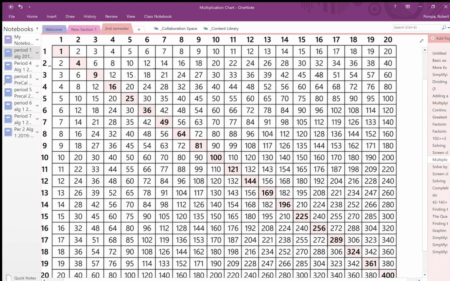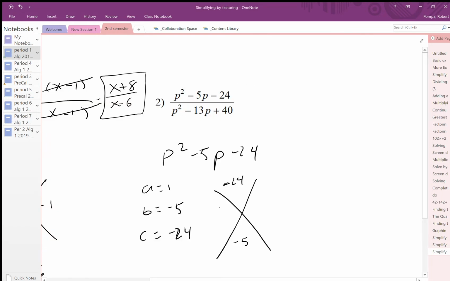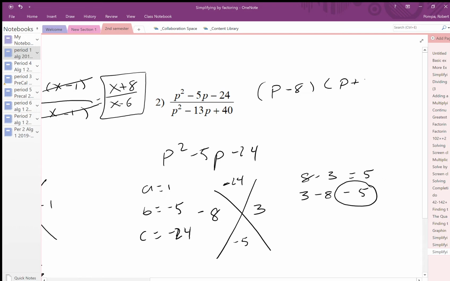Or let's go to 3's. 24. 8 minus 3. That's 5. Good. So 8 and 3. Now the question was, is it 8 minus 3 or is it 3 minus 8? This is 5. This is negative 5. We're looking for negative 5, so that gets the negative. So the top becomes p minus 8, p plus 3.